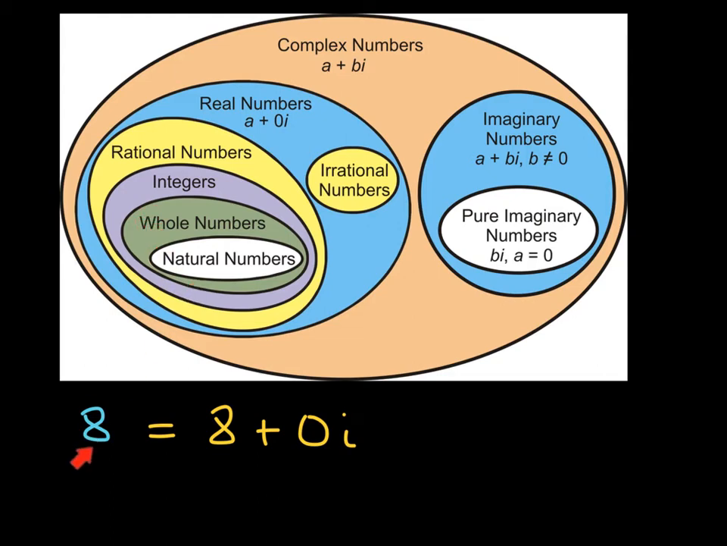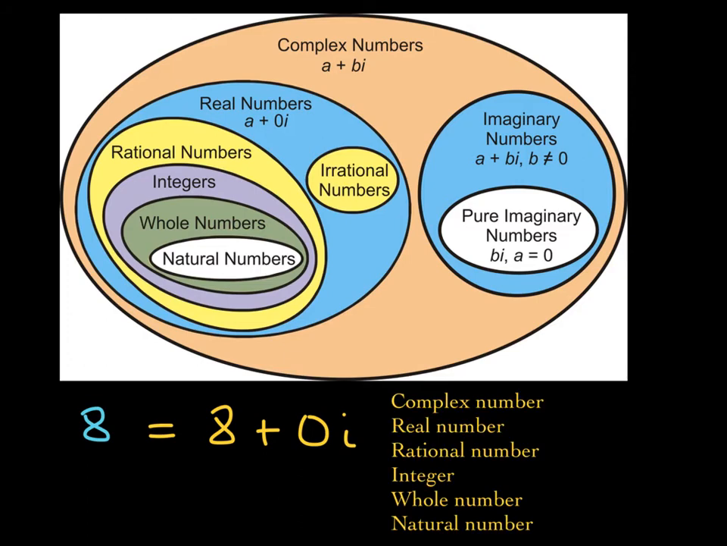So 8 has a lot of names. Look at all these names that the number 8 has. It's complex, it's real, rational, integer, whole, natural, right? So what is this? 6 different names for the number 8. Okay, so all of the numbers that you and I have been discussing, all these real numbers, have been complex numbers all along. Complex numbers whose imaginary part is just 0.